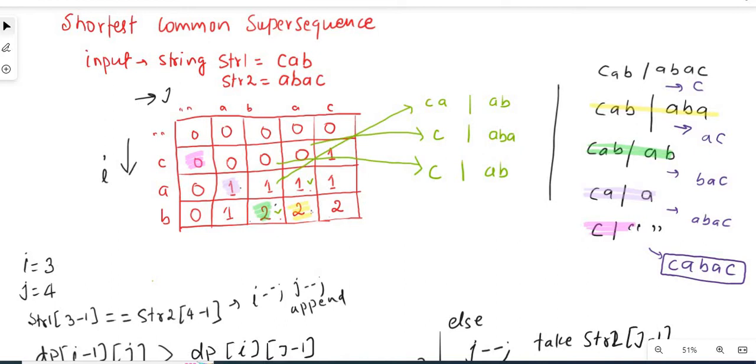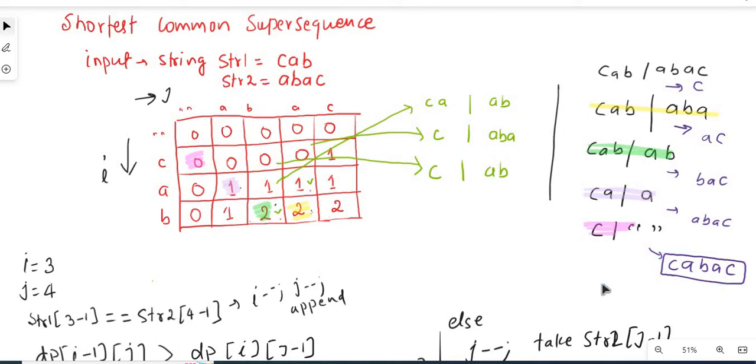So supersequence is basically, if we take this example, if CAB and ABC are two strings, then its supersequence is CABAC. So if I remove C, then ABAC, the second string, is made. And if I remove the last AC, then CAB is made. The string one is made. So we have to find a supersequence of it.